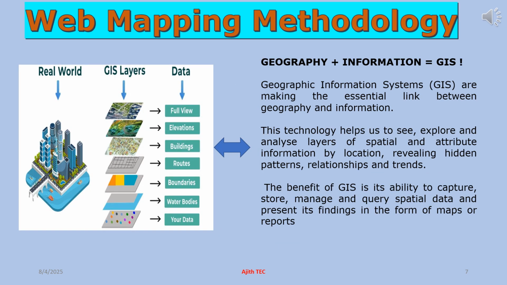Web mapping methodology. Geography plus information equals GIS. Geographic Information Systems, GIS, are making the essential link between geography and information. This technology helps us to see, explore and analyze layers of spatial and attribute information by location, revealing hidden patterns, relationships and trends. The benefit of GIS is its ability to capture, store, manage and query spatial data and present its findings in the form of maps or reports.